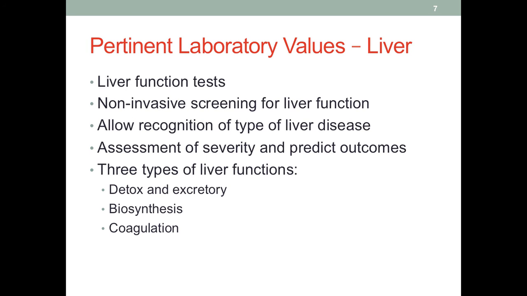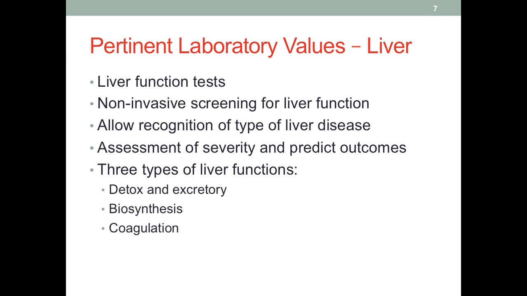To assess liver function, we may have many tests since the liver has many functions. The tests could be non-invasive or invasive, but of course we would always prefer to have the non-invasive test if possible. These tests could help us identify which type of liver disease the patient has and what part of the liver function has been compromised. So the monitoring of these lab markers could help us determine how severe the disease is and predict a prognosis in many cases.